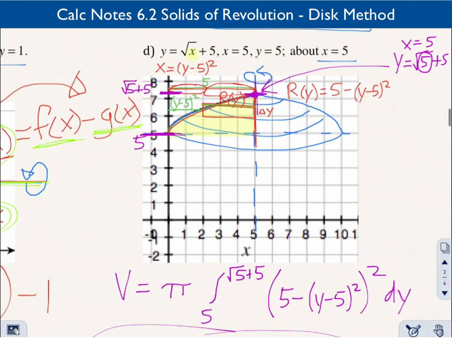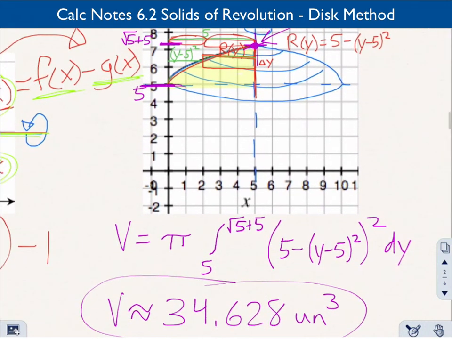Okay, so be very careful when we switch to a vertical axis of symmetry, especially one that is not the y-axis. You're really just going to have to think of how do I find that r of y, and that's going to be your biggest challenge here. Once you set up your integral, then your calculator can help you find the actual volume. Alright, so that is using the disk method to find a solid of rotation.